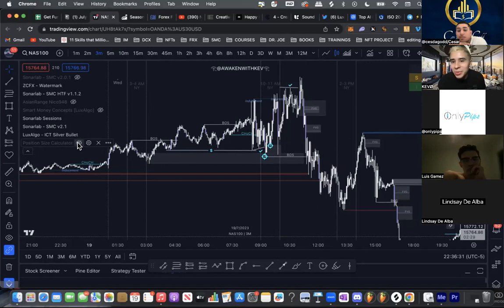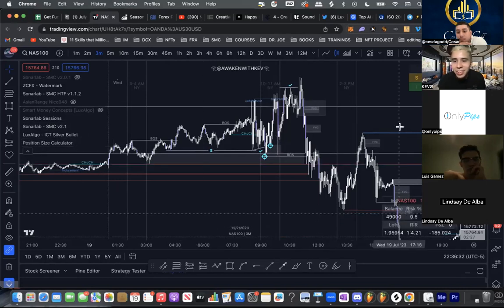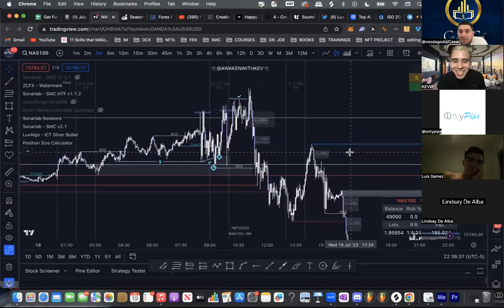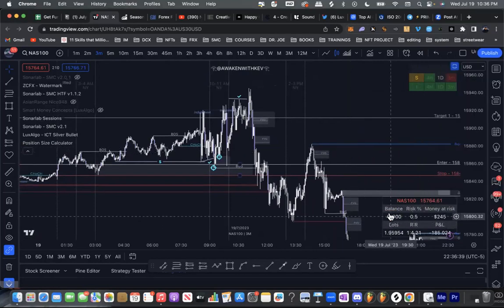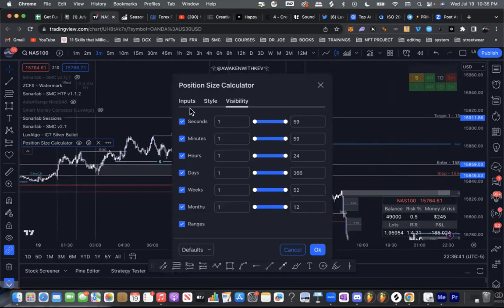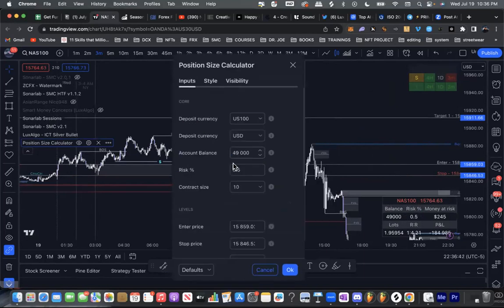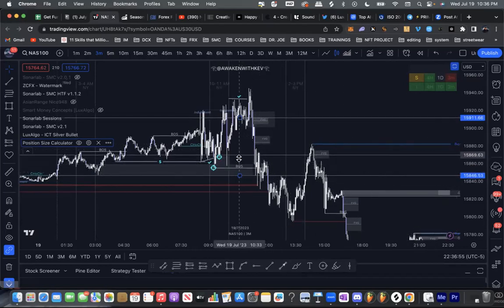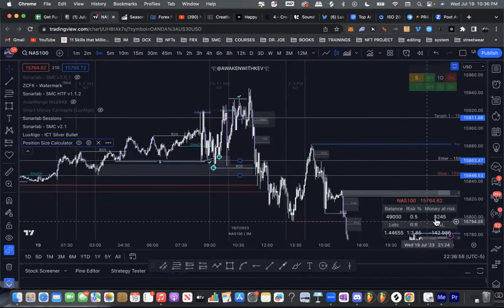So this is another tool you guys can use. I know everyone should calculate their lot sizes. This is all on TradingView, so you can literally put in your account balance, your risk, your contract size. The contract size is so dope to me, the fact that you can do that is so clutch. And then you can just drag your entry, and it automatically adjusts and shows you all this stuff.